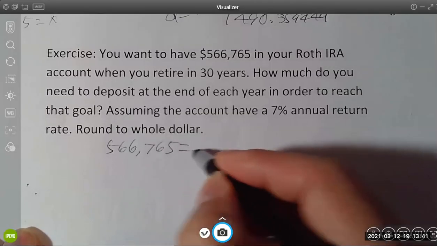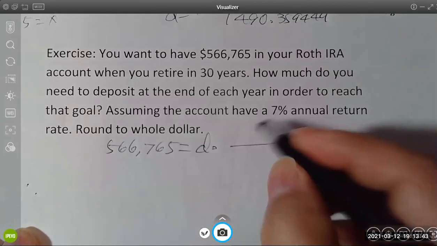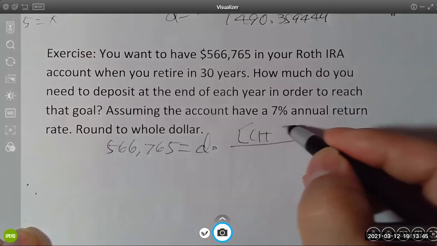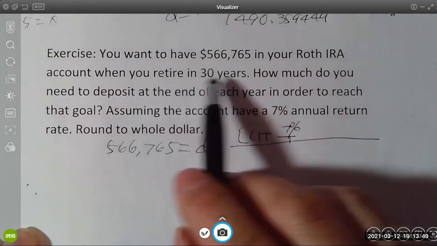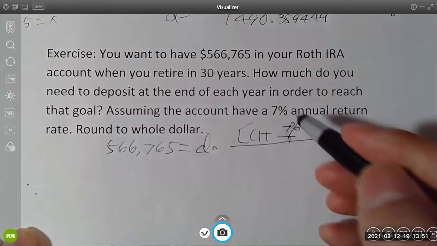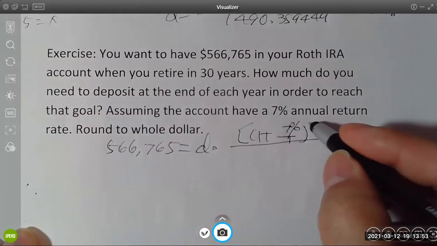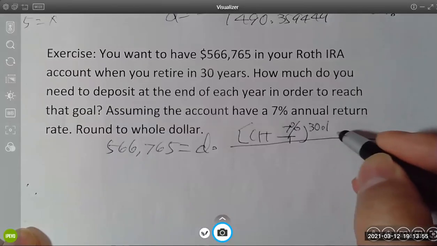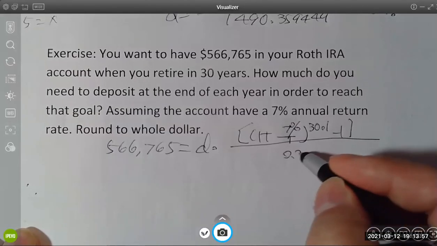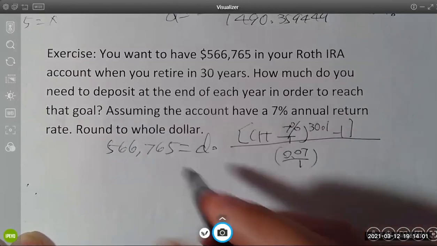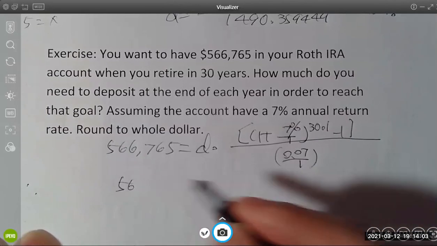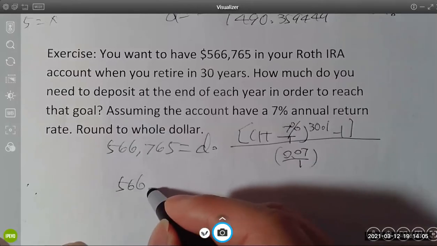765 equals D times (1 plus 7% over 1), because you deposit at the end of each year. That means compounded annually. So you get 30 years times 1, so 0.07 over 1. Let's do this part calculation directly. I don't have enough room left on this page.